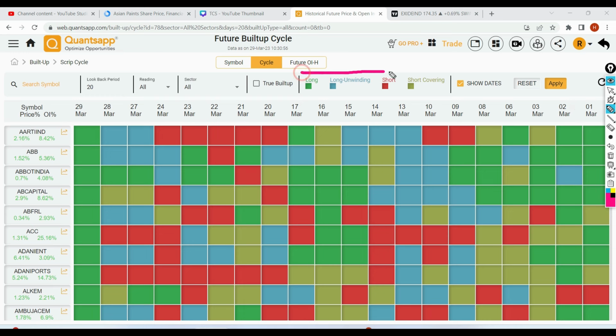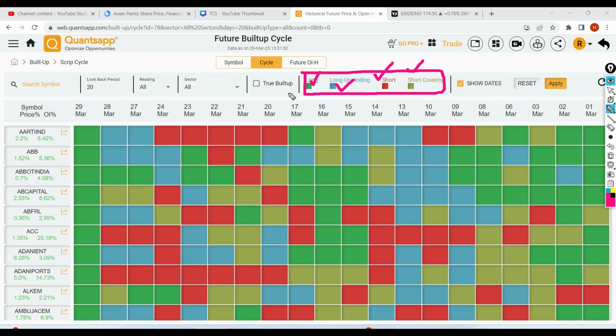Let's talk about all these four parameters. There is something called long, something called long unwinding, something called short, and something called short covering. Guys, if you understand this logic, if you know what exactly we mean by long, long unwinding, short, and short covering, your job is done. The rest is just combining this data with your price action. So let me explain.